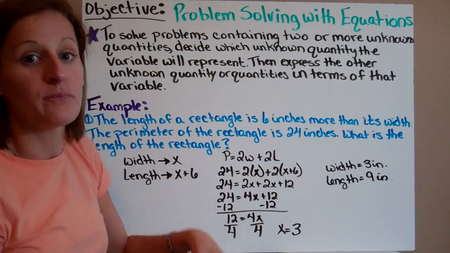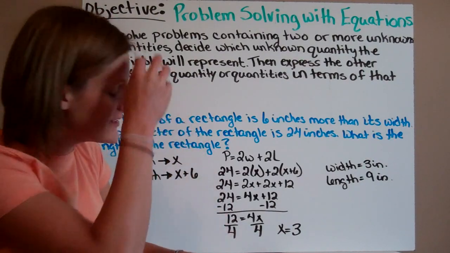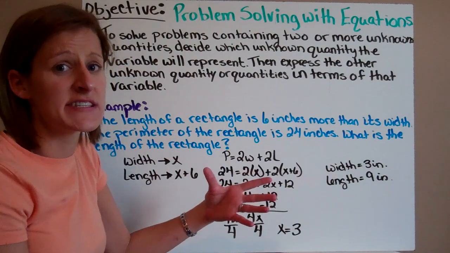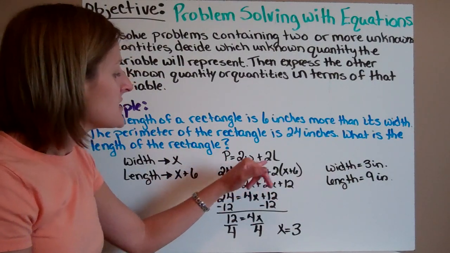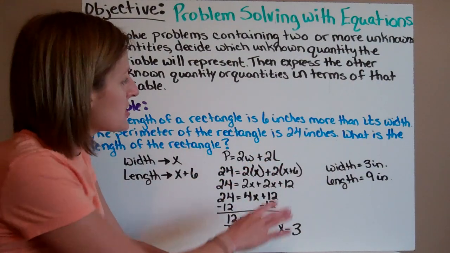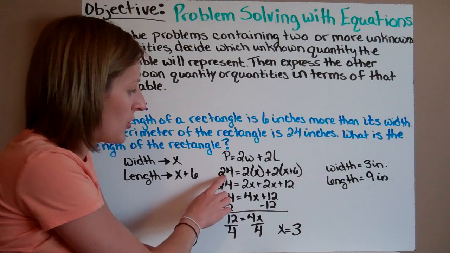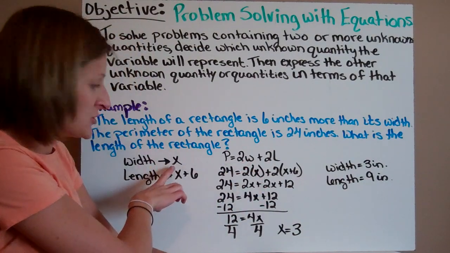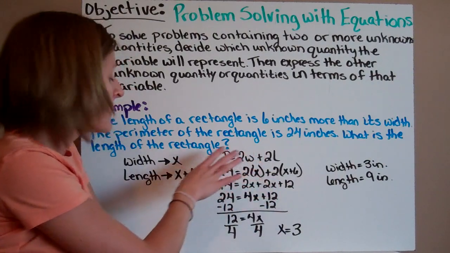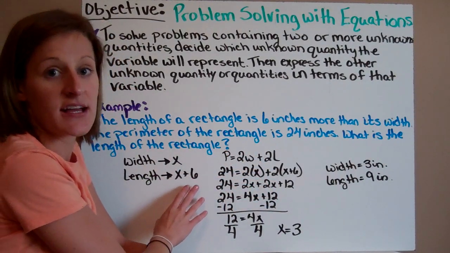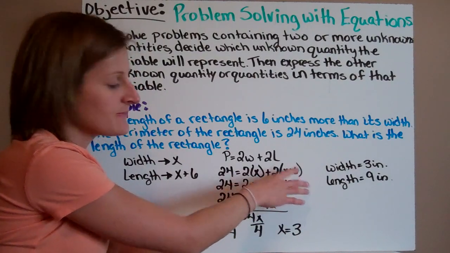So perimeter. All you have to do with perimeter is add up all 4 of your sides. You can also use this equation. Perimeter equals 2 times the width plus 2 times the length. Okay, so if it's saying our perimeter is 24 inches, put that in for the perimeter. We do 2 times the width, which we said was x, so 2x, plus 2 times the length, and we said the length is x plus 6. So I'm going to put x plus 6 in parentheses.